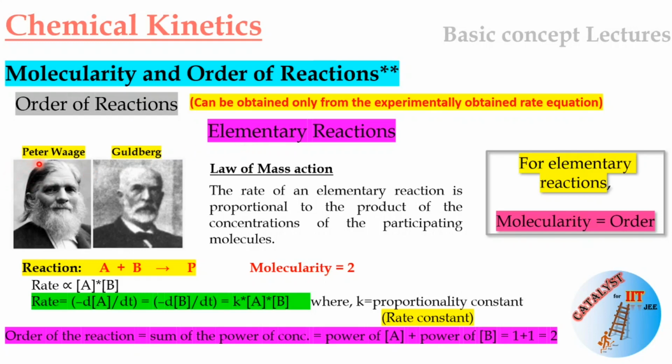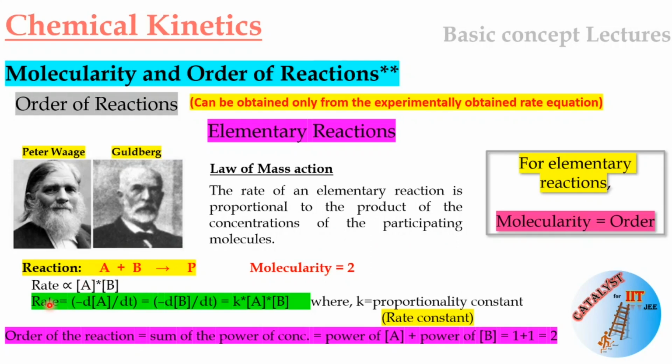As in our lecture 1, we also talked about this, Peter Waage and Guldberg introduced the concept of the law of mass action, where this law says that the rate of an elementary reaction is proportional to the product of the concentrations of the participating molecules. Now let us look at this reaction where A plus B gives rise to product P. If this is an elementary reaction, the molecularity would be 2, because only 2 molecules participate here. The rate is proportional to the product of the concentrations, A multiplied by B, because A and B are the participating molecules.